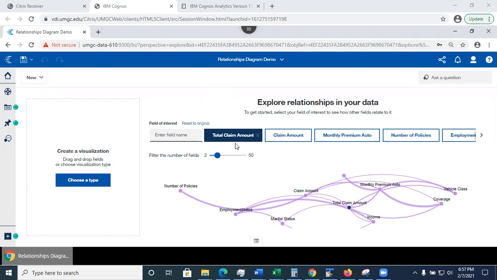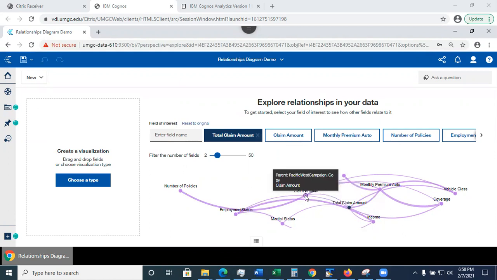What you see across the top here is a set of fields of interest, or the fields that we might be interested in exploring. Like perhaps if I was not sure what columns are in my data, Cognos has it all figured out for me. It believes that I might be interested in analyzing what influences total claim amount perhaps, and maybe developing my models to predict the total claim amount if we know the employment status, if we know number of policies that the person has, we know the monthly premium, we know the person's income, vehicle class, and the coverage types that the person has. So over here, the dark circle represents the total claim amount, which is target in our case.